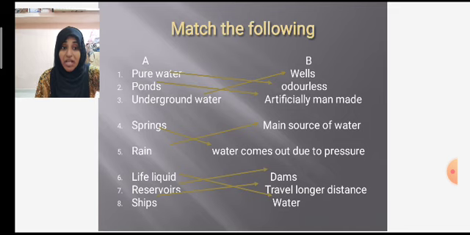Next, rain is the main source of water. Life liquid is the other name of water. Reservoir, a dam is one example of a reservoir. Ships are used for traveling longer distances on water. Traveling from one place to another on the water is with the help of ships.